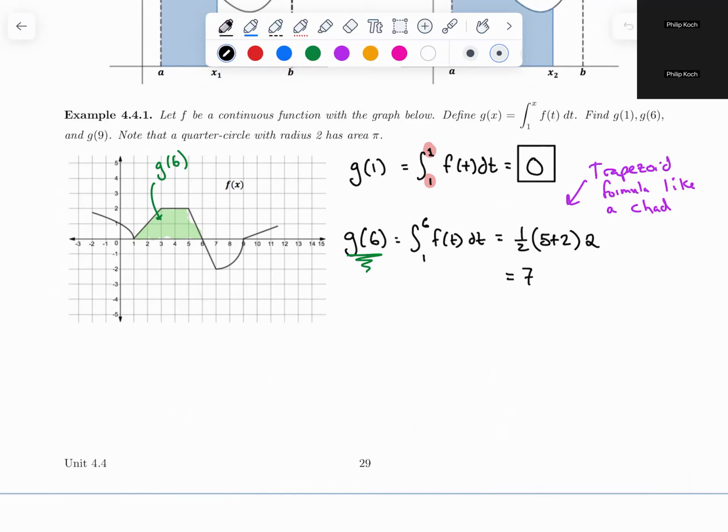So trapezoid formula, like a boss, as the other kids say. It feels weird to say that. I know that's probably 2000 late, but like a boss, you got that.